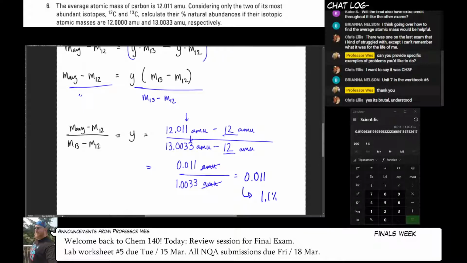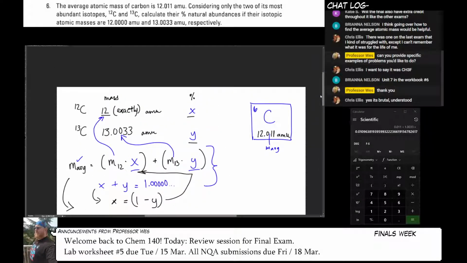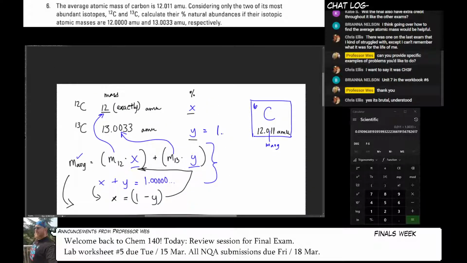Okay. So remember that this was Y, so we'll go up here and fill that in. So Y was 1.1%. And so X must be 100 minus that, or 98.9.